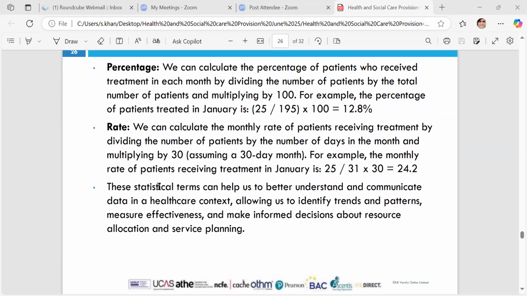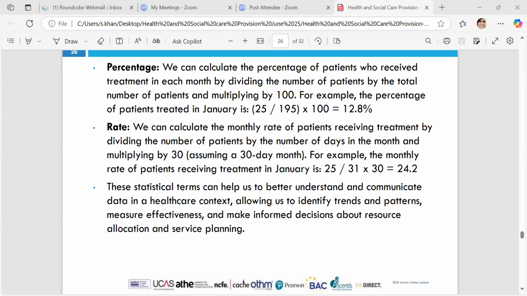Now, if we look at the rates of it, we can calculate the monthly rate of patients receiving treatment, dividing the number of patients by the number of days in the month and multiplying by 30. And here we're assuming a 30-day month. For example, the monthly rate of patients receiving treatment is 25 over 31 times 30 equals 24.2.